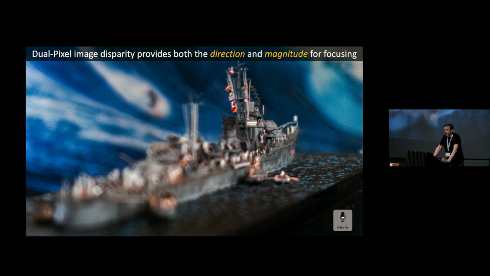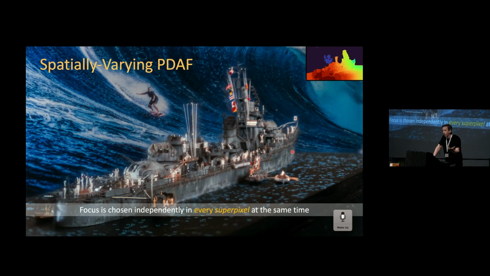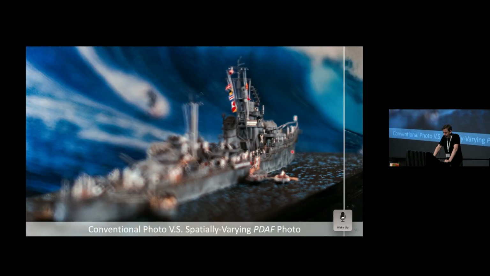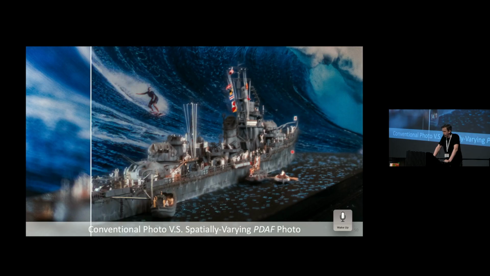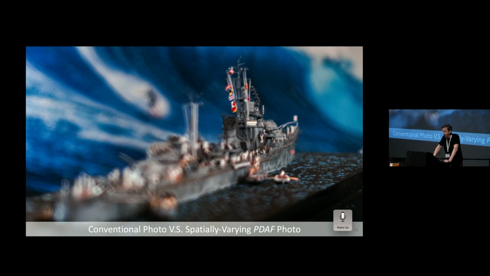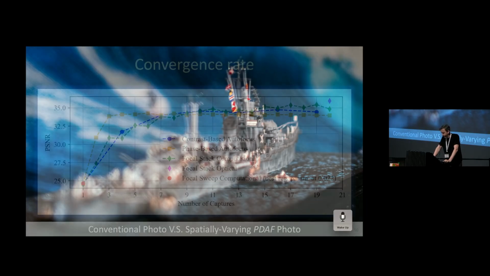So dual pixel images like the one shown here, which is captured using a Canon R50, I believe, can be processed in order to recover a depth map that can snap the focus to form an all-in-focus image very quickly. So in contrast to a conventional photo, PDAF also produces pretty nice results a little bit more quickly than the CDAF version, but requires a dual pixel sensor in order to do so.